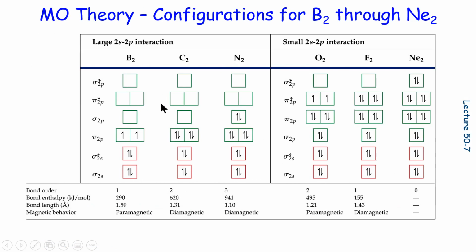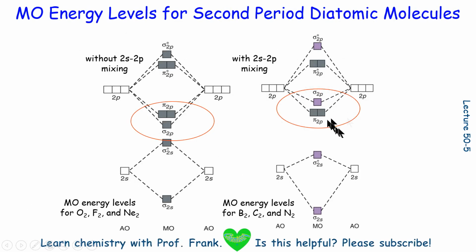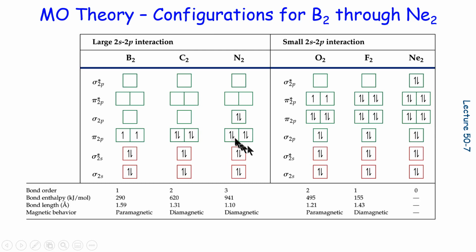This is a summary slide. Again, we are talking about the sp mixing, and here we use a different terminology called interaction. Large interaction means with sp mixing. Smaller interaction means without sp mixing. Those are the smaller ones with sp mixing. So everything shown here, all of those, they are the molecular orbitals.